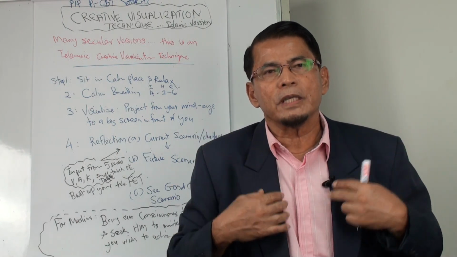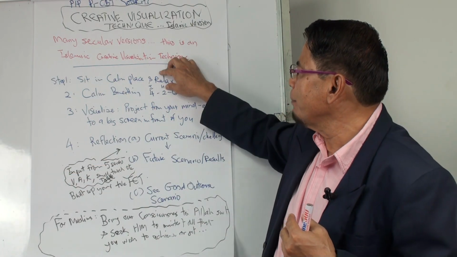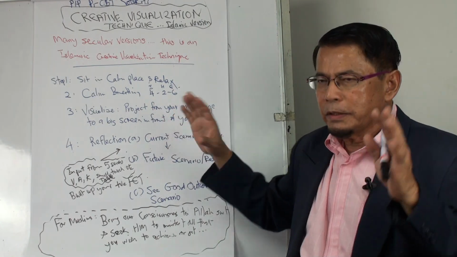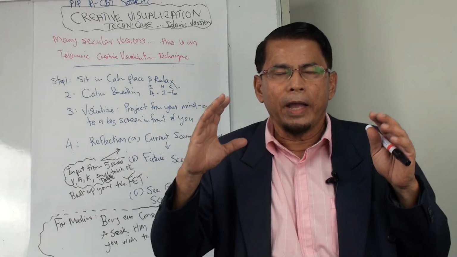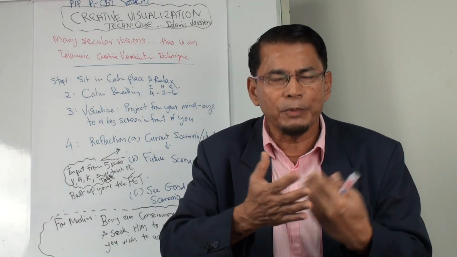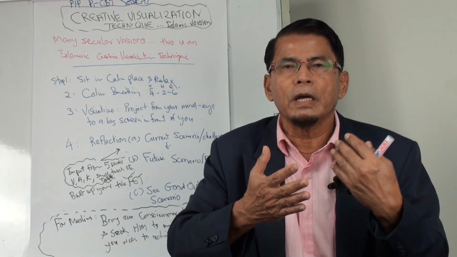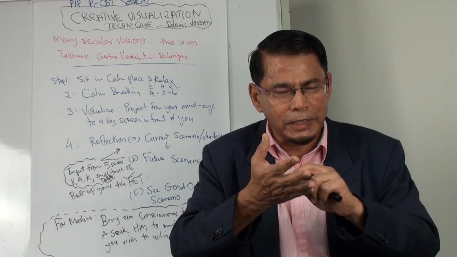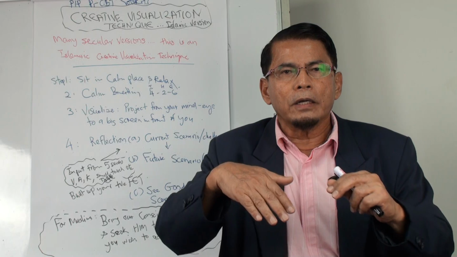Using creative visualization, very simple. Sit down in a calm place, calm breathing, 4 to 6. Visualize that you see your result, your A-level result, or your term result. For example, your first year result, you get a D. So you see that piece of paper in front of you, that D. Then you want to change that, right?